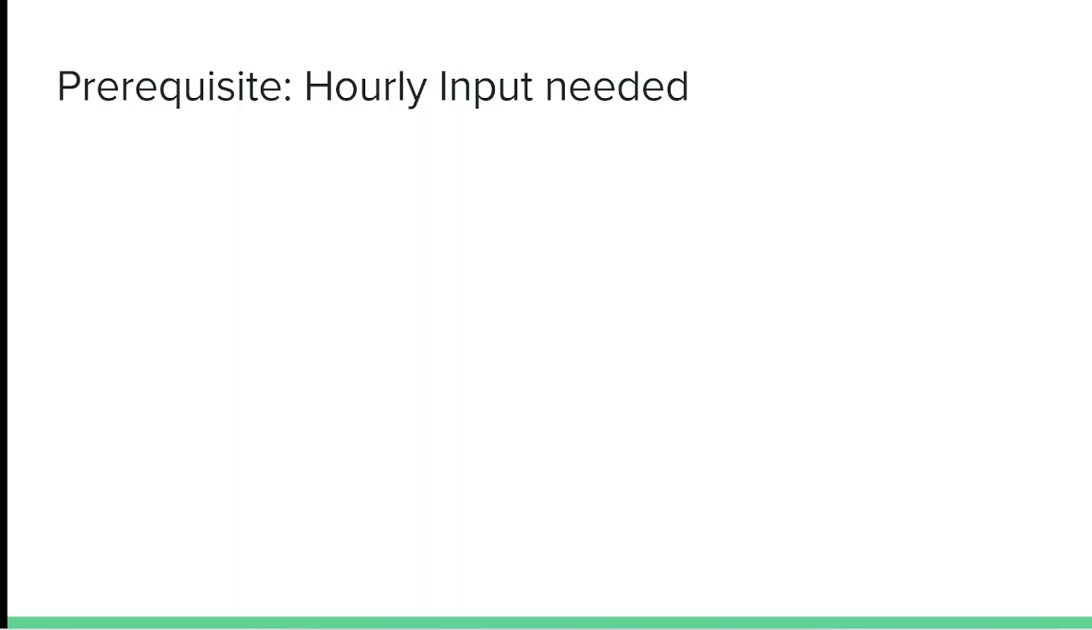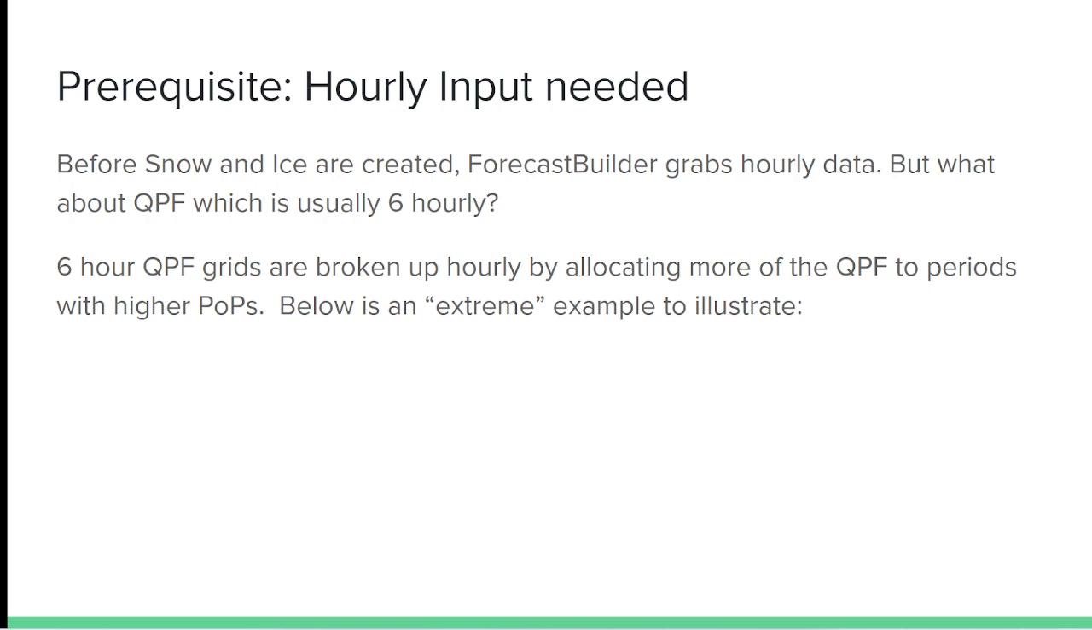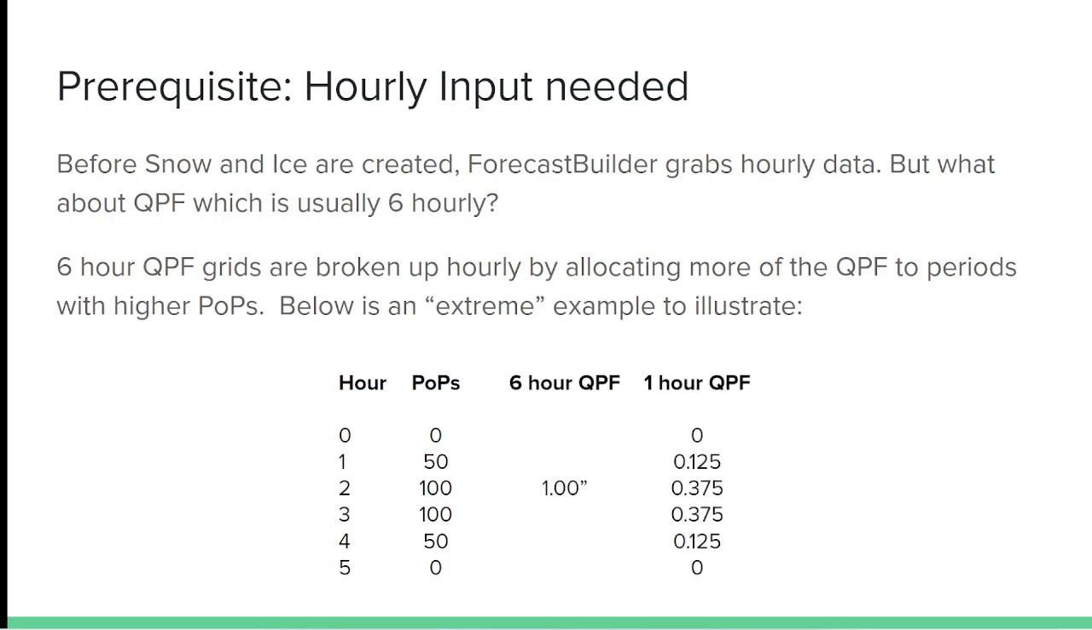Snow and Ice Accumulation: ForecastBuilder works hour by hour, as many of our grids are hourly. However, for most offices, QPF is 6 hourly. So rather than just evenly dividing the QPF, ForecastBuilder utilizes the PoP grid as a way to allocate QPF. In the example here, you can see hours 2 and 3 with the 100 PoPs are given the bulk of the QPF, and then that rapidly diminishes outside of those times.